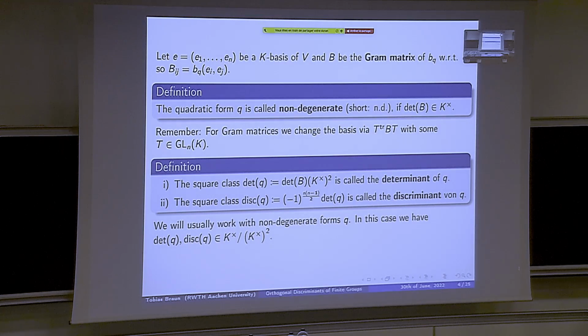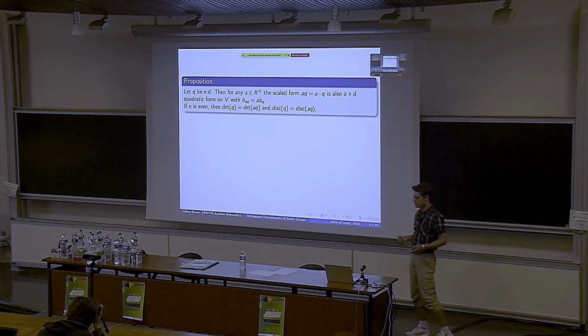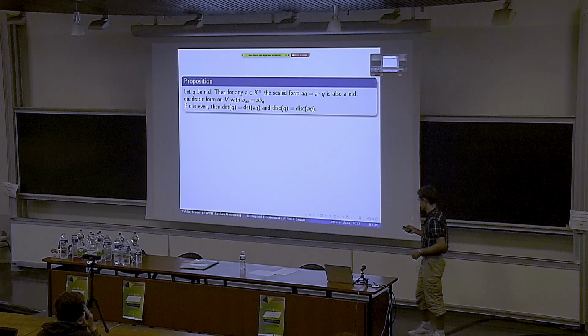And during this talk, we will be interested in non-degenerate quadratic forms. In this case, the determinant of B will be invertible, and so the determinant and discriminant, by definition, will be just square classes of units over the base field K. Now we want to collect some properties of these invariants, and the first one is very important.